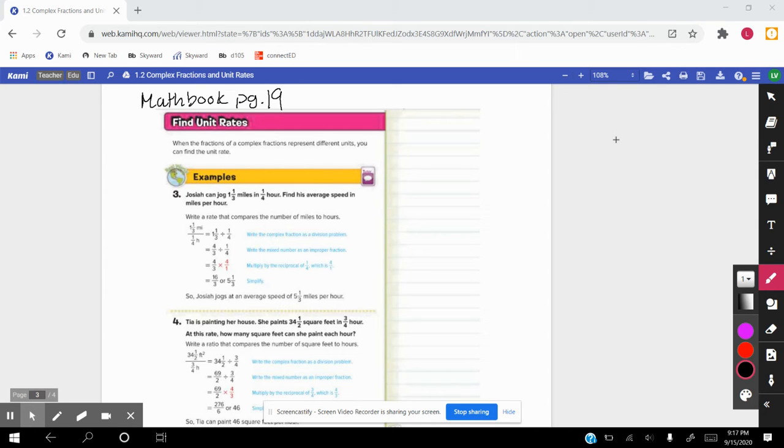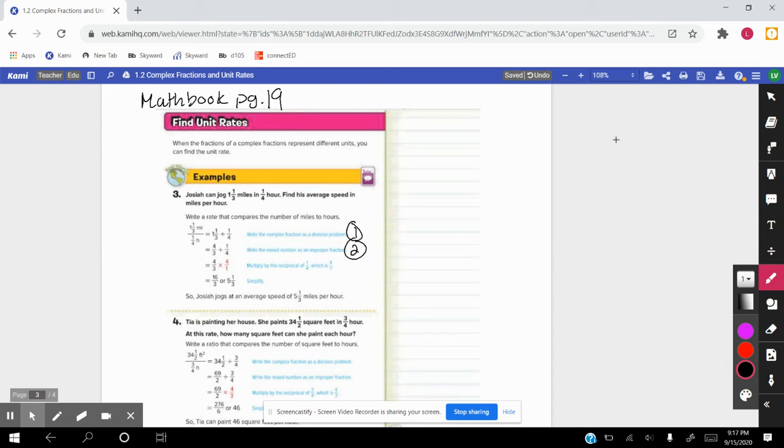So we're going to write the rate that compares the number of miles to hours. So 1 1/3 miles divided by 1/4 hours. Step 1 is to write the complex fraction as a division problem. So 1 1/3 divided by 1/4. Second step is to write the mixed number as an improper fraction.